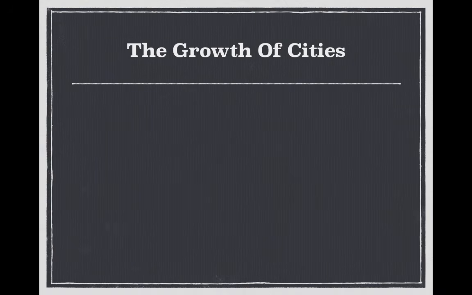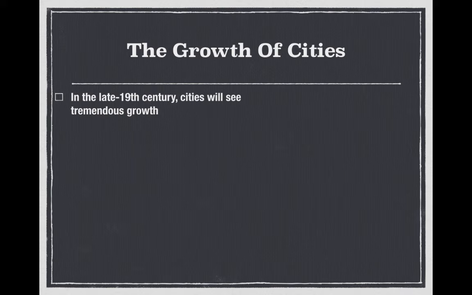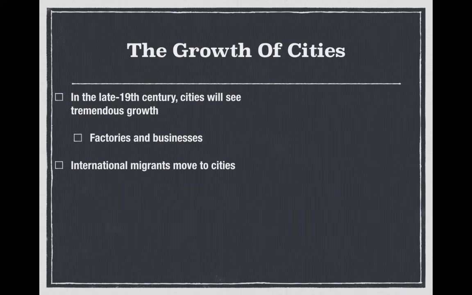So let's talk about the growth of cities. In the late 19th century, cities will see tremendous growth. So late 1800s, more and more people are moving to cities. This is due to factories and businesses being located there and people wanting to live near their work. International migrants will move to the cities.